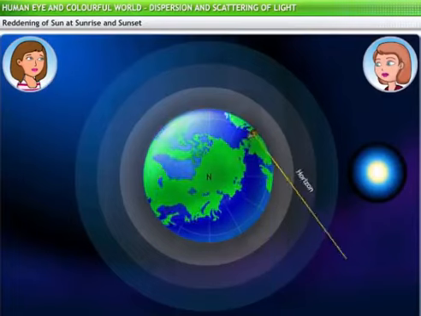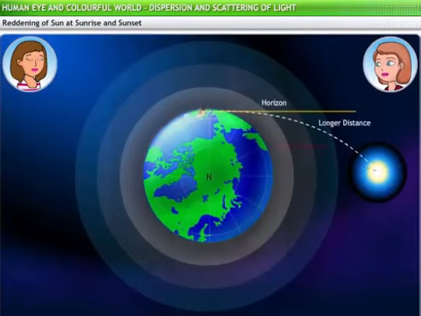As the sun begins to set, light must travel farther through the atmosphere before it gets to you. Therefore, more of the light is scattered. As less direct sunlight reaches you, the sun appears less bright. The color of the sun itself appears to change, first to orange and then to red.